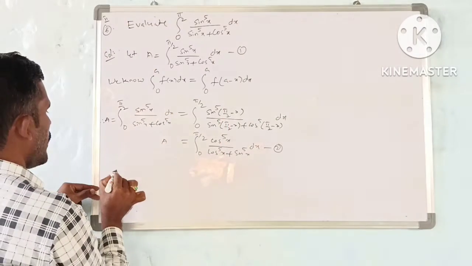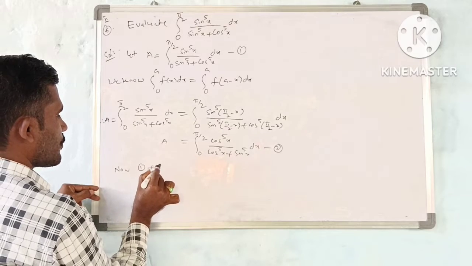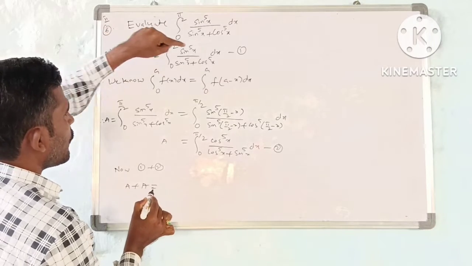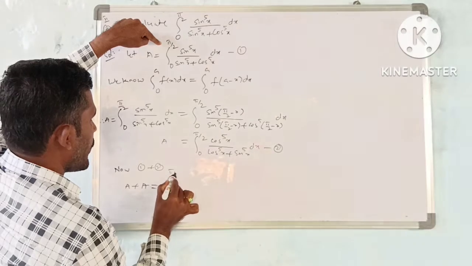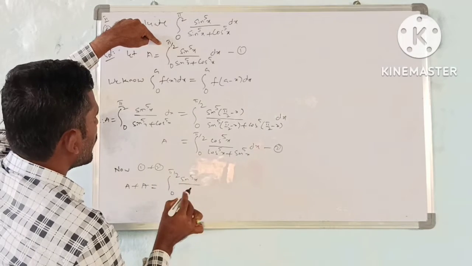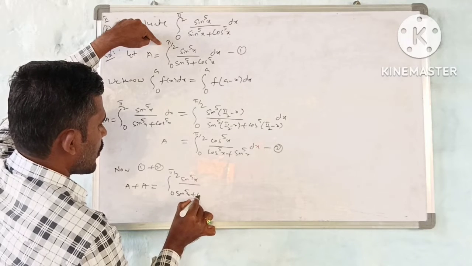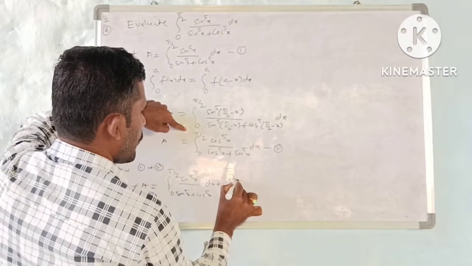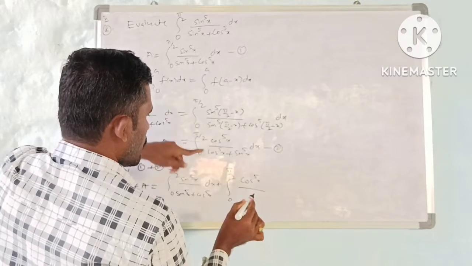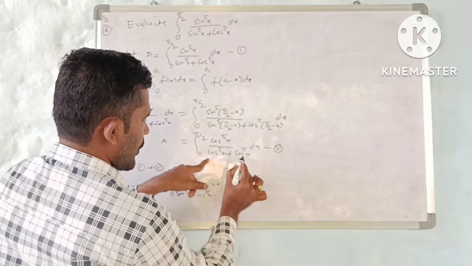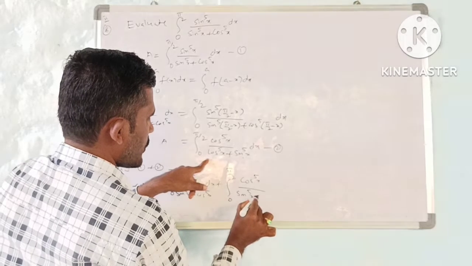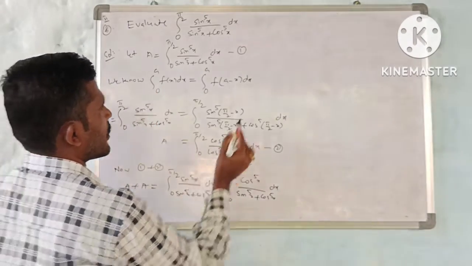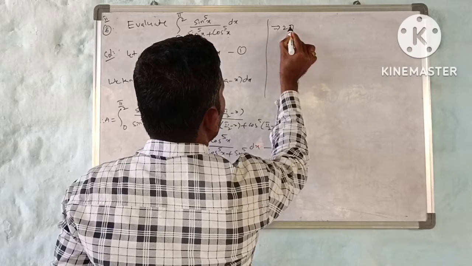To evaluate this one, I am now adding equation 1 and equation 2. On the left side, A plus A. On the right side, in the first equation we have the integral from 0 to pi by 2 of sin^n x by (sin^n x plus cos^n x) dx, plus the second equation, the integral from 0 to pi by 2 of cos^n x by (cos^n x plus sin^n x) dx, since a plus b can be written as b plus a. So A plus A is 2A.